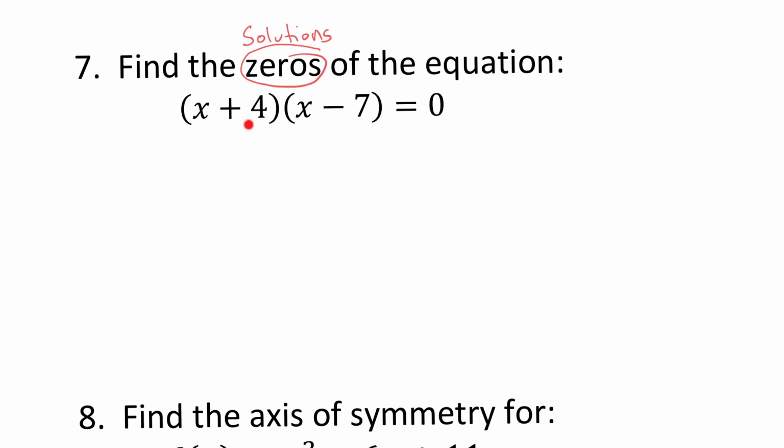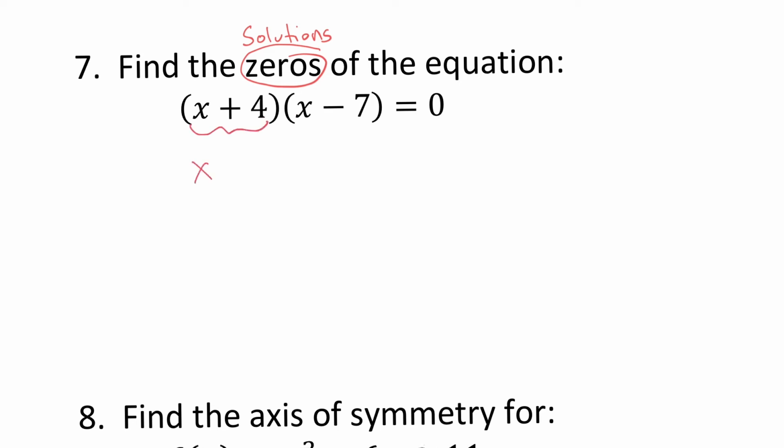Notice that we do have parentheses: x plus 4 times x minus 7 equal to 0. This is not in standard form, but it is a quadratic, because if you multiply x times x, that's going to be an x squared. So it is a quadratic equation, but the good news is that it's already set up to use the zero product property. The zero product property is when you have those factors, parentheses already, you are going to set each of those equal to 0. So I'm going to do that right now.